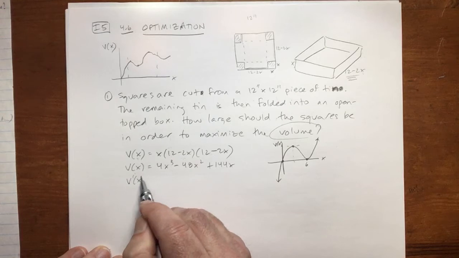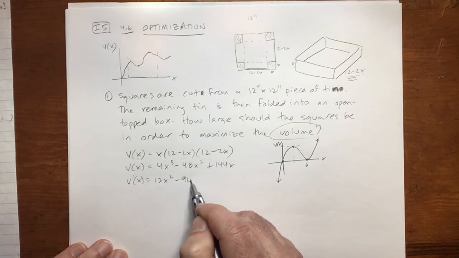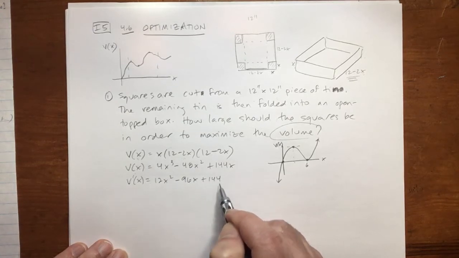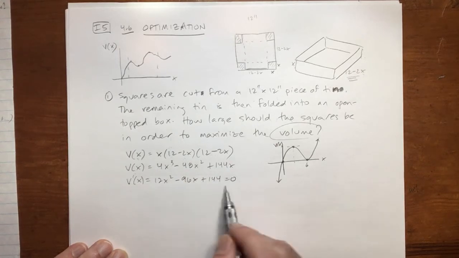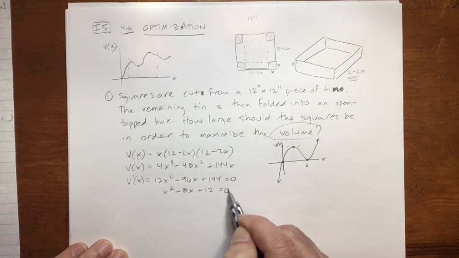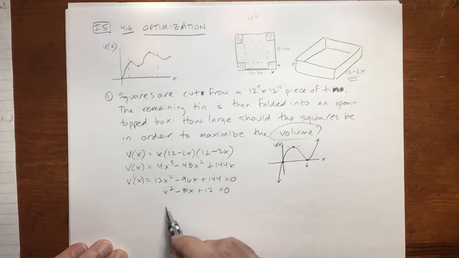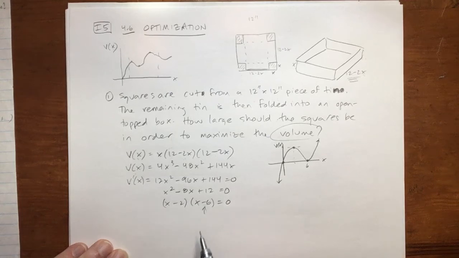So v prime of x is 12x squared minus 96x plus 144. I want to set it equal to 0. I can divide by 12. I can factor this. And we knew that would be a factor because look, isn't the slope 0 at that minimum? So the only other place where this would be 0 would be at x equals 2.